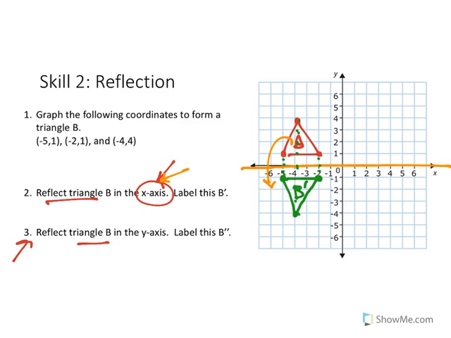Now reflect triangle B, so the original one, and label it B prime in the y-axis. So if we did the x-axis going across the x-axis, think about what you need to do for the y-axis. Pause and give it a try.